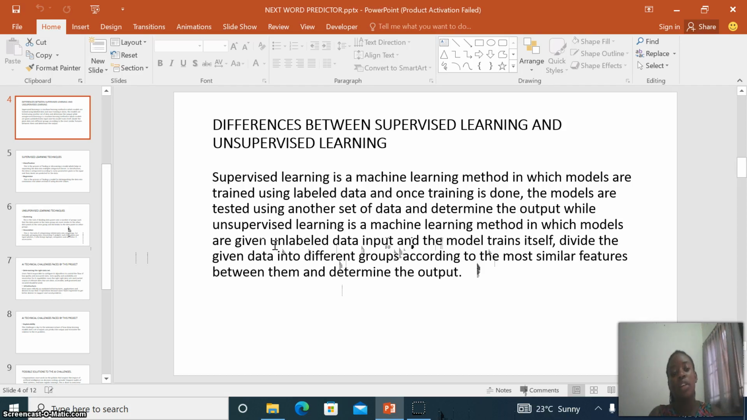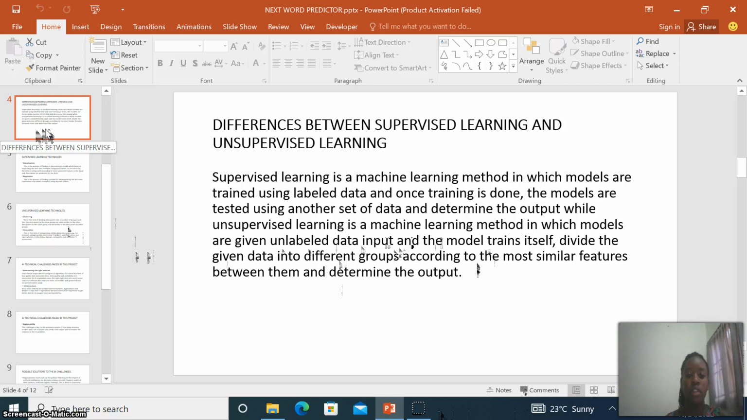So in supervised learning, the models are given data to be used, and then the output is determined using that given data. Whereas unsupervised learning is a machine learning method in which models are given unlabeled data input, and the model trains itself by grouping the given data into different groups according to the most similar features between them, and determines the output. So in unsupervised learning, the models are not given any labeled data. Instead, they discover the data themselves and determine the output later.